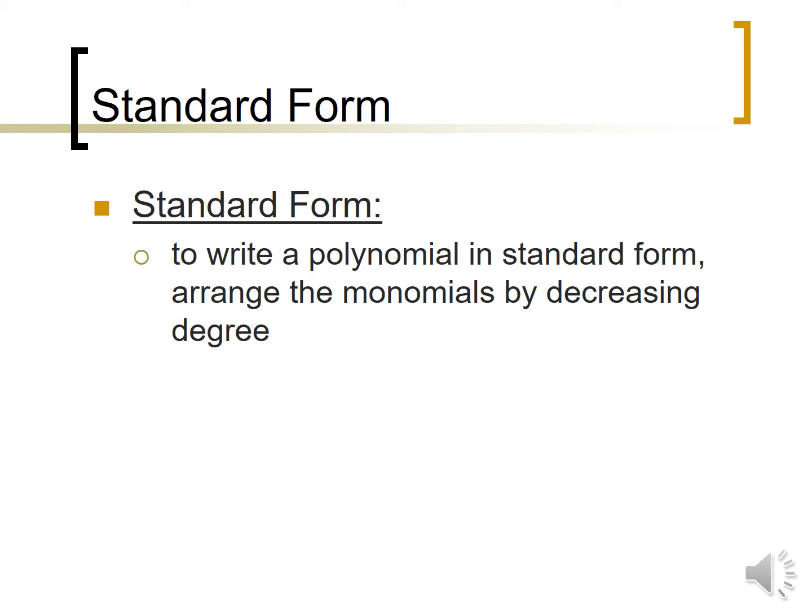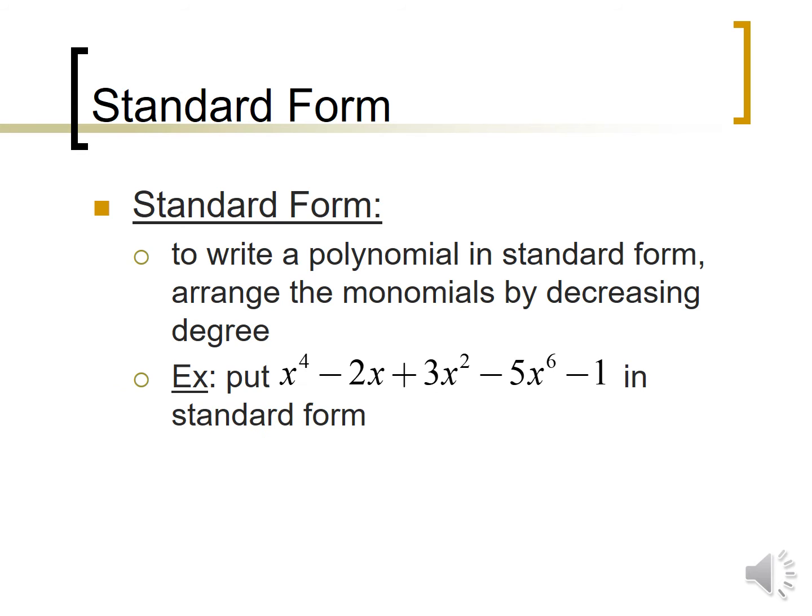Now, there's a certain order that we usually write polynomials in called standard form. And you've seen this before. We actually kind of had this with our quadratic polynomials. I know you saw this in Algebra 1. To write a polynomial in standard form, we are just going to rearrange our monomials so they go in order of decreasing degree.